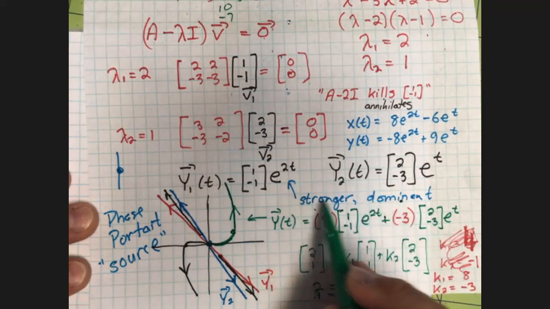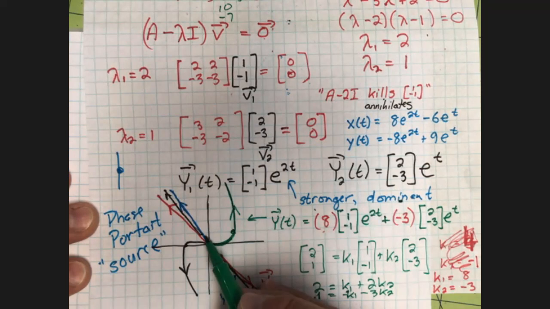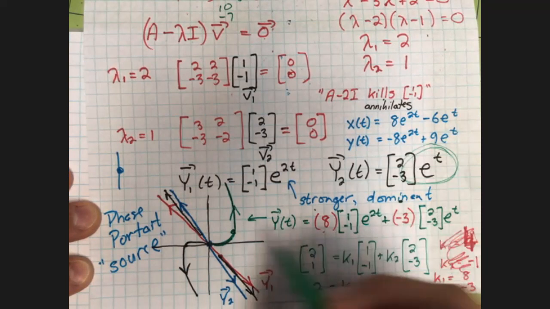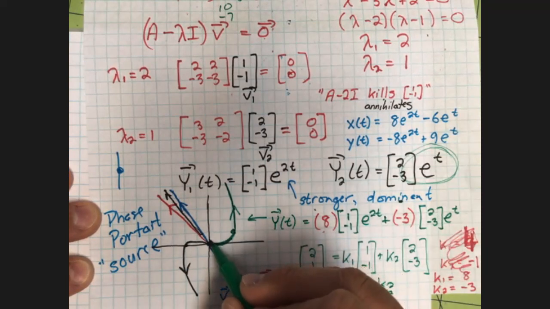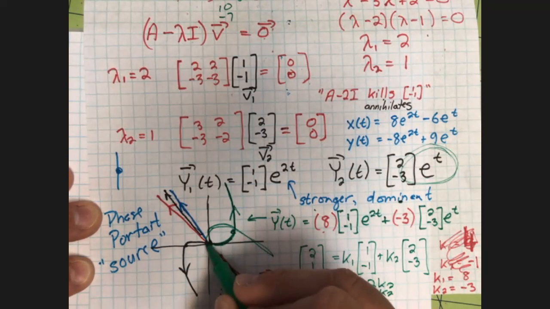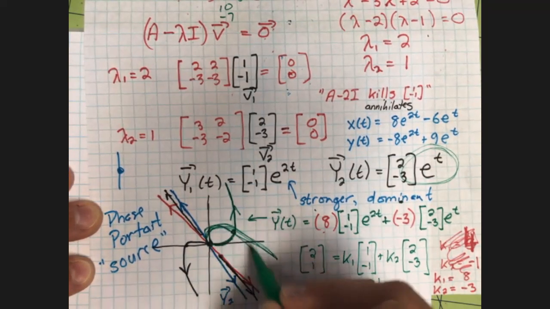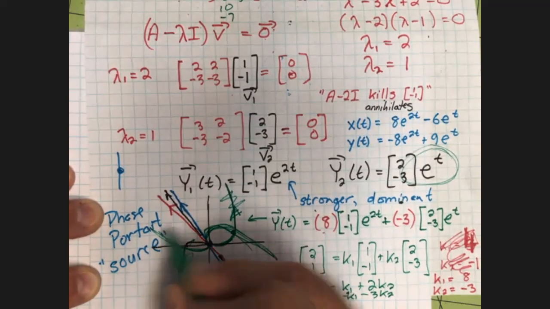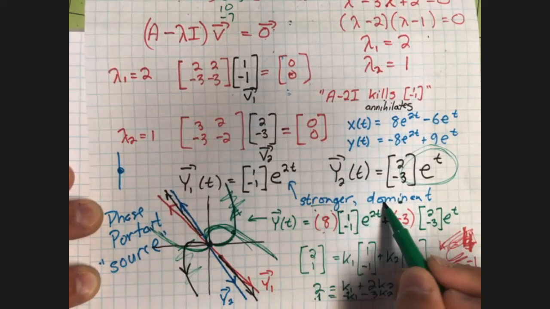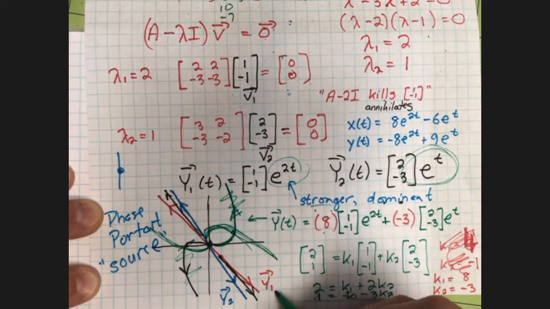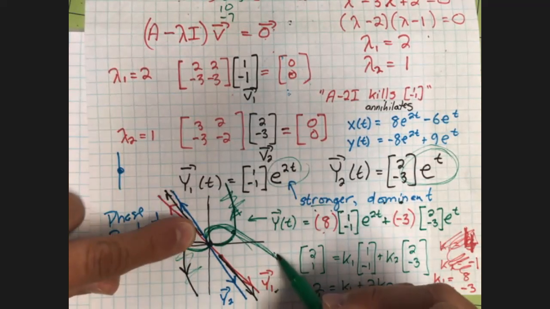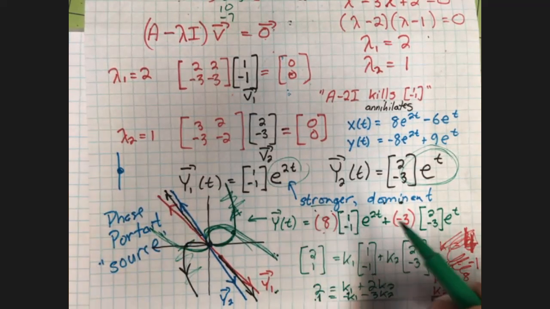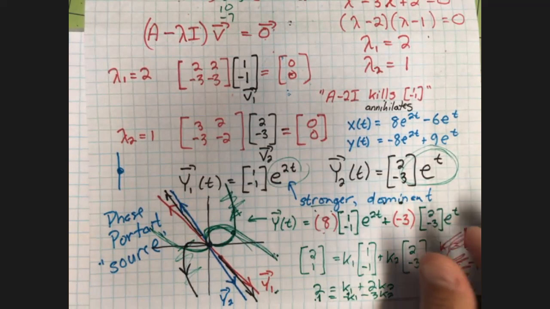I wrote stronger and dominant in blue, and then I attached it to the blue solution, but the blue solution was here. So this is really silly of me. This thing peeled off this way, very tightly, by the way. So this was terrible. This thing was peeling off that way. The solution that was stronger and dominant was the red solution, Y1. So that's a really silly error to make. That's what you get when you're trying to draw with colors and talk and draw at the same time.